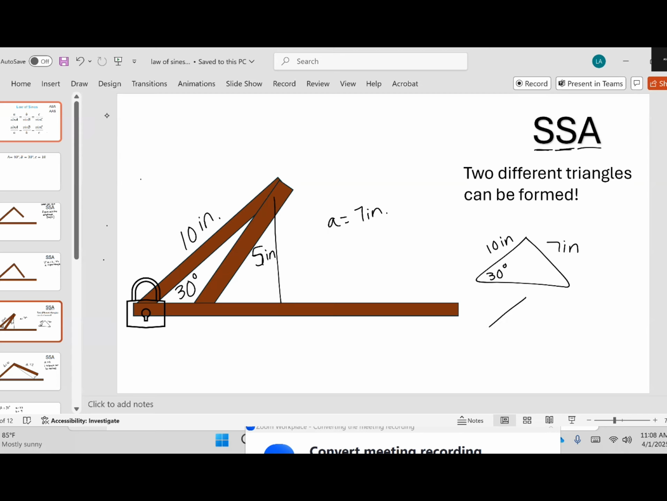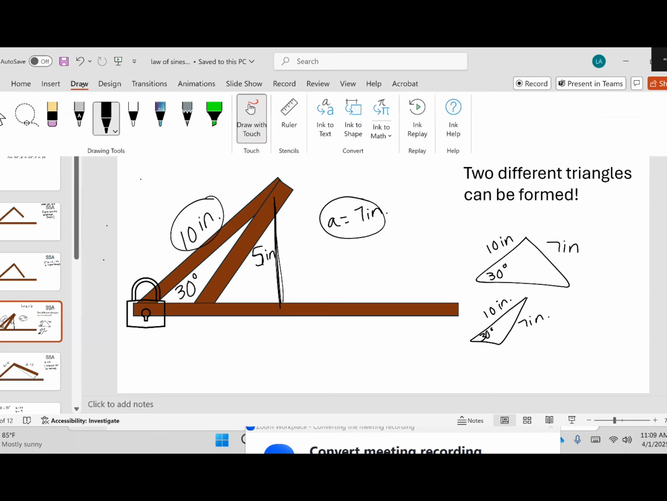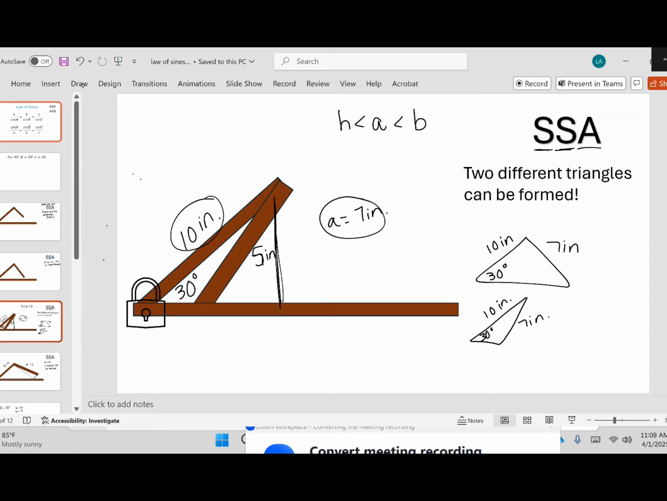So the other triangle that has the same criteria, this is still 10 inches, this is still 7 inches, and this is still 30 degrees. So that was 2 angles formed. You will see 2 angles formed whenever your A value is between the height and this B value. So whenever A is bigger than the height but less than the other side, you're going to have 2 cases, and you'll have to solve for both. Okay? So I'll do an example where we solve for, since I already have it on this screen, I'll go ahead and use law of sines to figure out these different cases here.